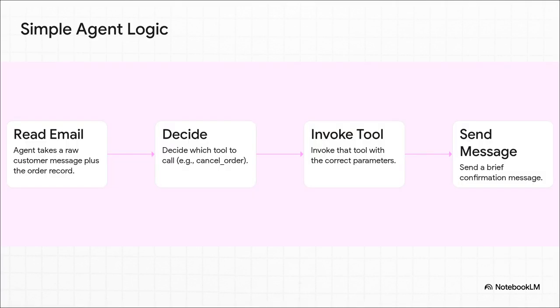So what does the logic for this thing actually look like? Well, it's a pretty simple four-step dance. First, the agent reads the email from the customer. Second, it zeroes in on that key piece of information, the order ID. Third, it calls the right tool for the job, in this case our cancel order function, and bam, step 4, it sends a nice confirmation message back to the customer. 4 clear steps. It turns a manual chore into a slick, automated workflow.